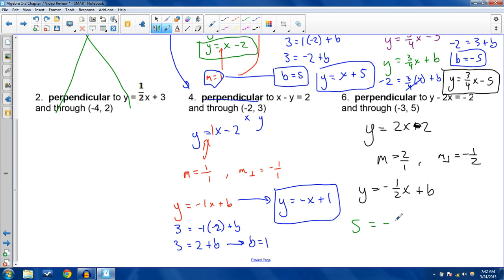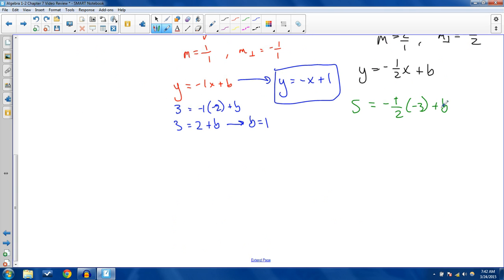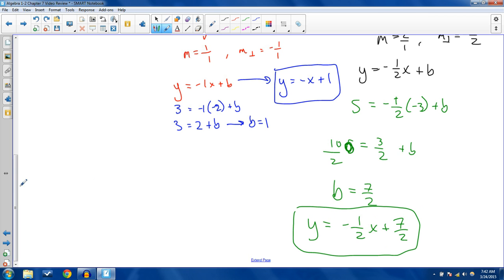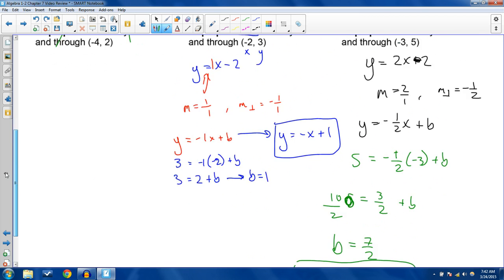5 and negative 3 for x and y. This one gets a little iffy because you do have a fraction. So this will be 5 equals 3/2 plus b. 5 is 10 over 2, so as I subtract 3/2, b will equal 7/2. Sorry, I can't slow down for fraction practice. You will have to do some practice on your own here when it comes to that. Y equals negative 1/2 x plus 7/2 will be perpendicular to that one and passing through this point.